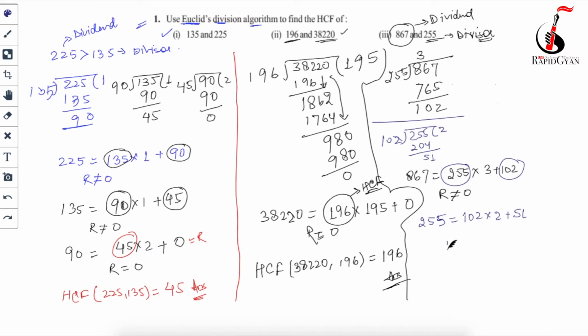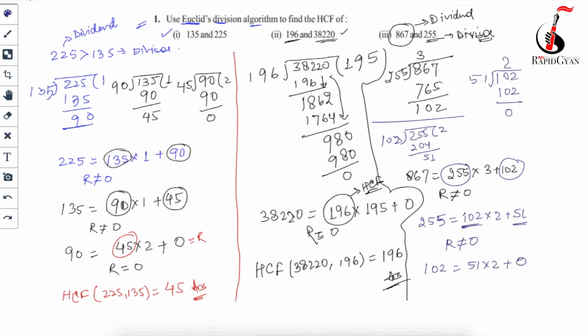Again, remainder is not equal to 0. So if remainder is not equal to 0, what will happen? 102 will become your new dividend, and 51 will become your new divisor. So we'll do over here 102 divided by 51. It will go 2 times, 102, and now my remainder is 0. So I can write over here 102 is equal to 51 times 2 plus 0.